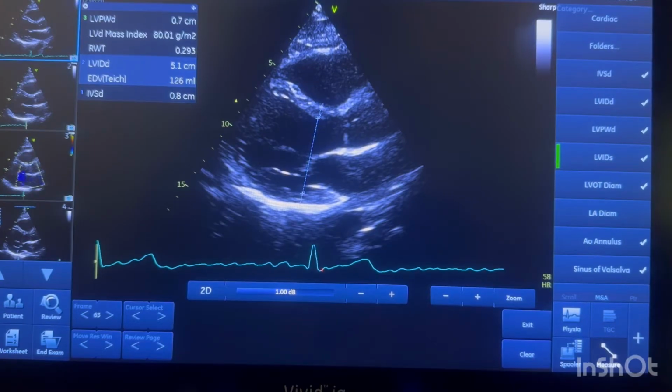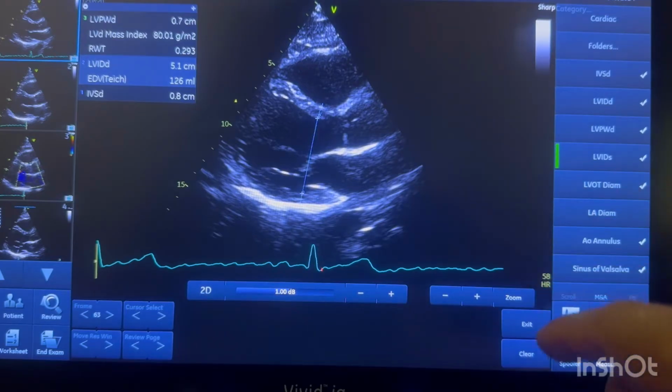By the way, these measurements are called Teichholz's method, and we get the LV dimension. We get left ventricular internal dimension in diastole and then systole, and also interventricular septum and posterior wall thickness in this view. Although the recommended method at the moment for LV ejection fraction is the volume method, biplane volumes in 2D and or 3D, if you don't have a good window and you are using this method, it is called Teichholz's method, but this is not the recommended one.